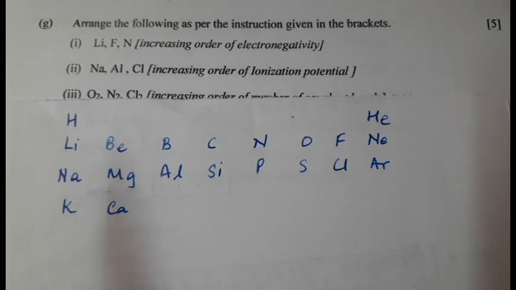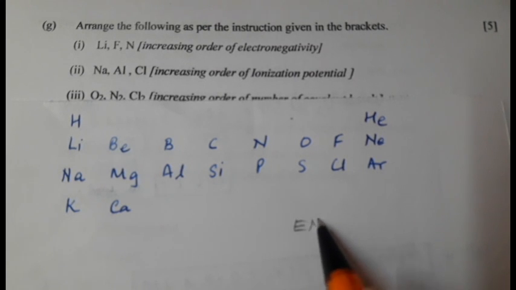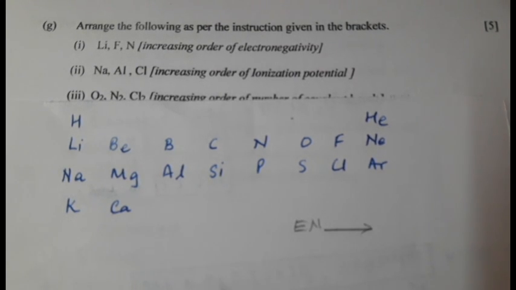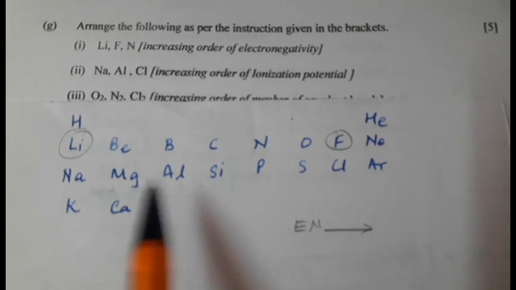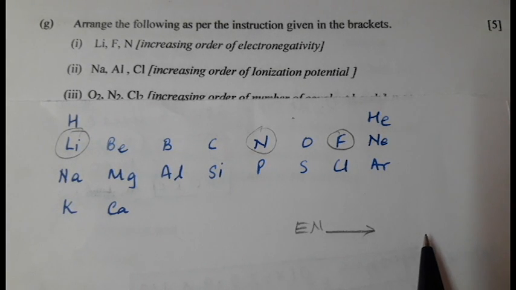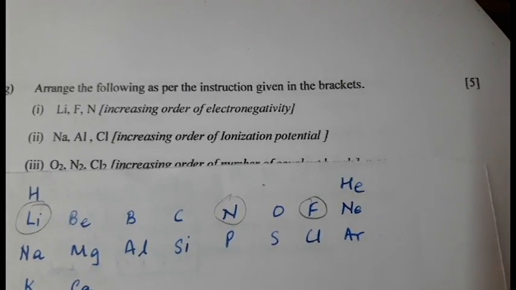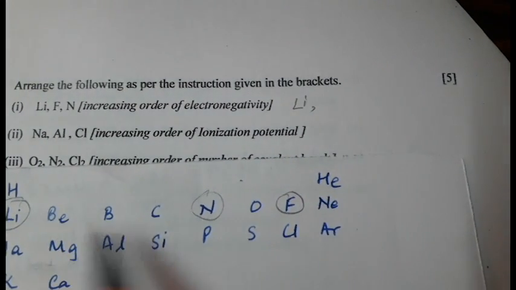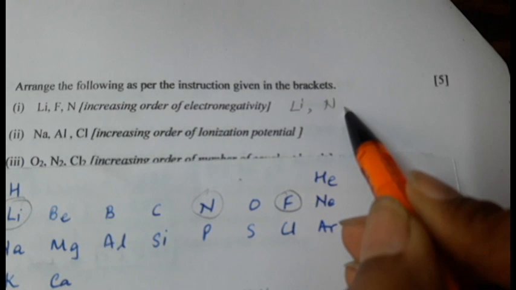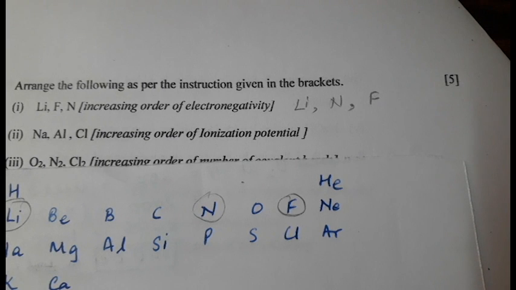Now, you have Li, F and N, increasing order of electronegativity. Now, electronegativity, that is EN, increases across the period. So you look at it, Li, F and N. Where are they? So increasing order will be from left to right. So our first one is going to be your Li. The second one is going to be your N. And the third one is going to be F. Okay, now let us come to the second one.